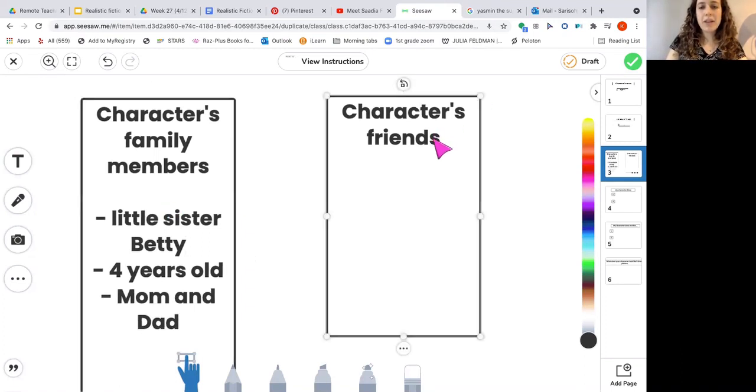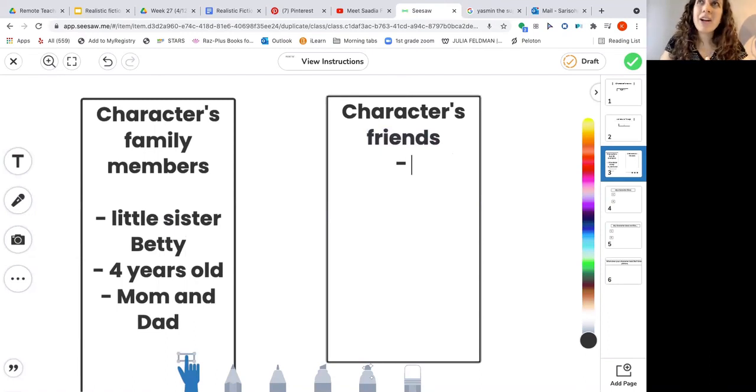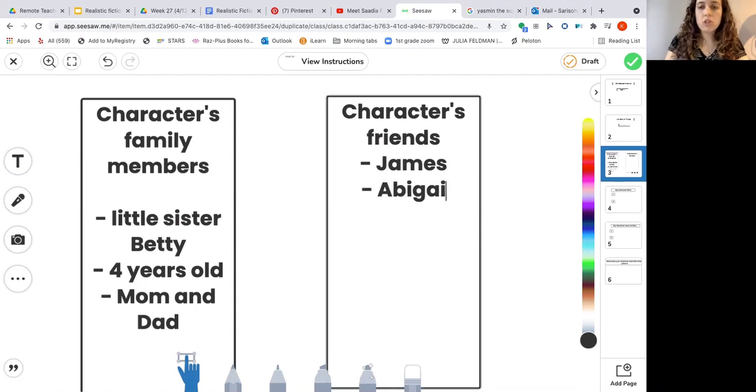Now it's time for me to think about some friends for my character. Well, when my character goes to school, she's going to be sitting with and playing with her best friend, James, and maybe her best friend, Abigail, who she'll also be friends with. I like that name too.